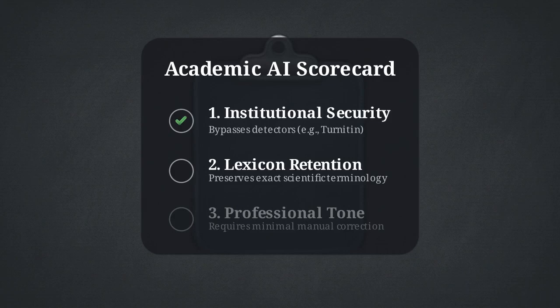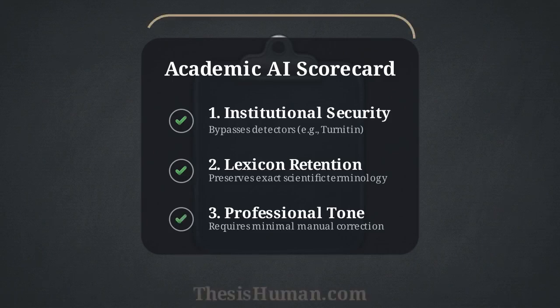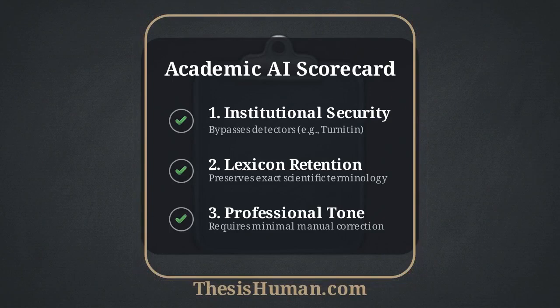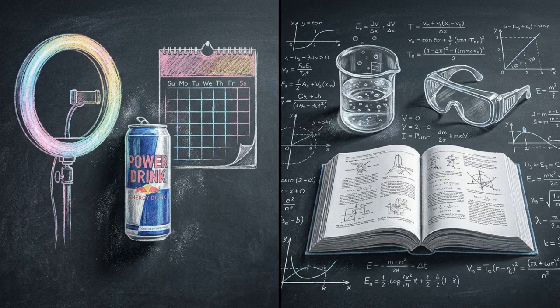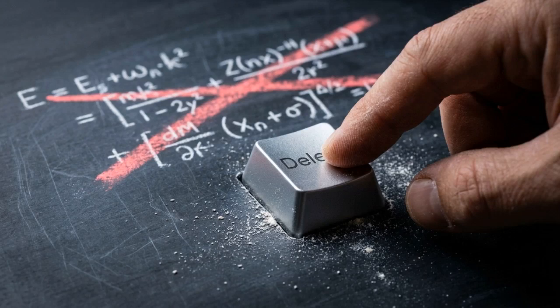As we've seen, ThesisHuman is the only tool that preserves exact scientific terminology throughout the humanization process. Third, preserving scholarly tone. Because the output requires minimal manual correction to meet peer review standards, ThesisHuman meets the final requirement for a researcher's workflow. Trade-offs are entirely relative to your profession. Compromising on your academic terminology just to beat a detection algorithm is an unacceptable exchange for a serious researcher.